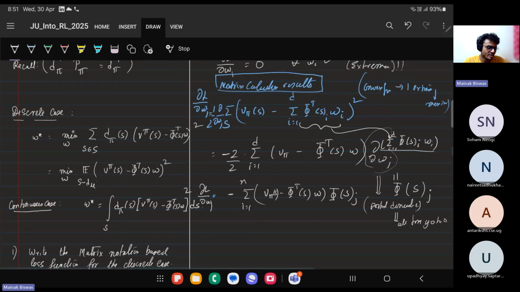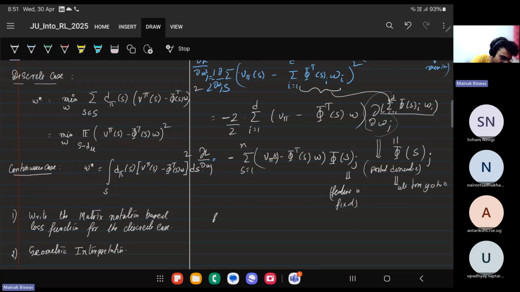So now you see, s is s equal to 1 to n. What is the summation over, and what is fixed? The summation is over states. The feature is fixed, and we sum over states. Okay, let us see how to do this.